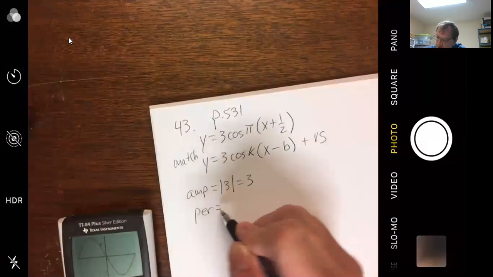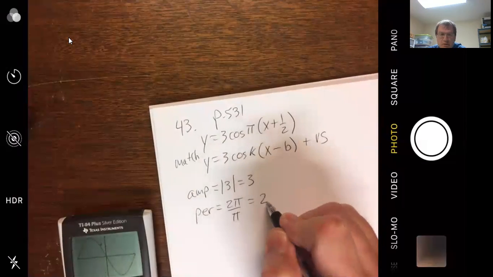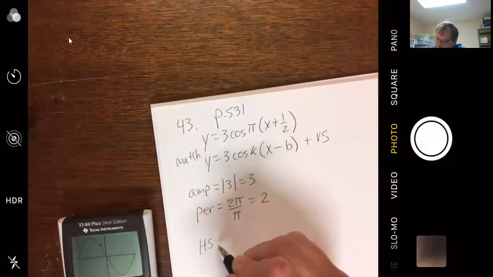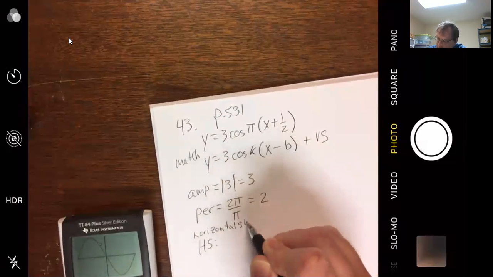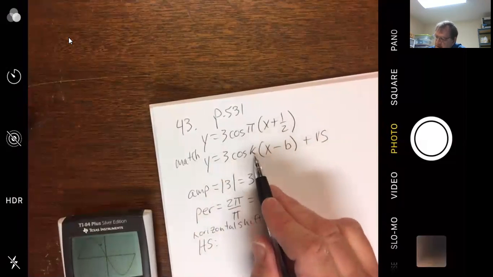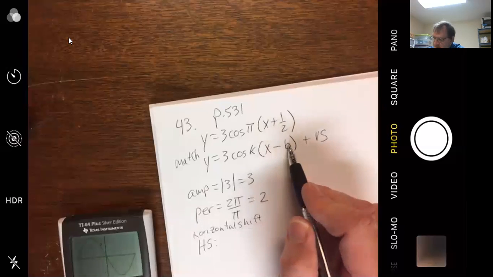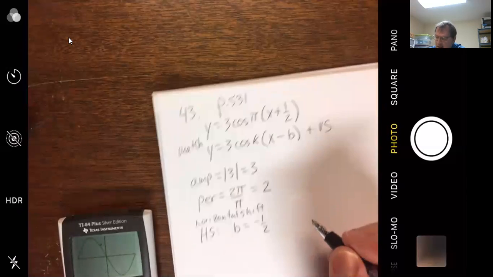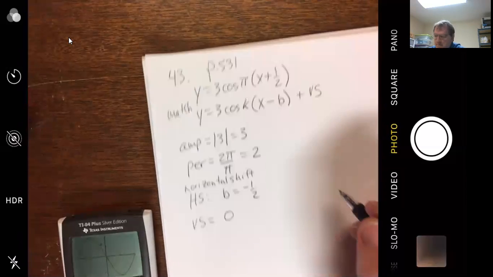Period will be 2 pi over k, which is just 2 pi over pi, which is 2. Horizontal shift. Okay, now the pi is already factored out. Can you tell your b's got to be a negative a half? So you have negative, negative a half, giving you the positive half. B is negative a half. Vertical shift. Hope you can tell there's nothing added on. Must be 0.